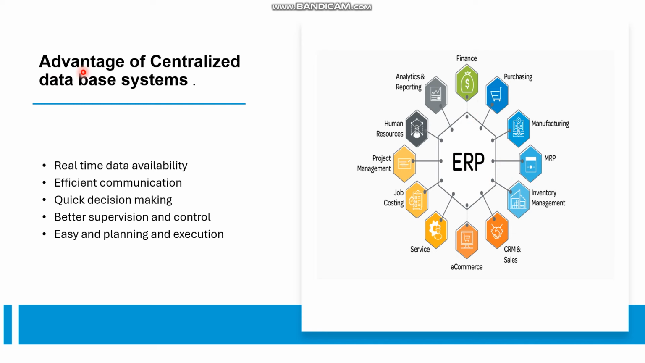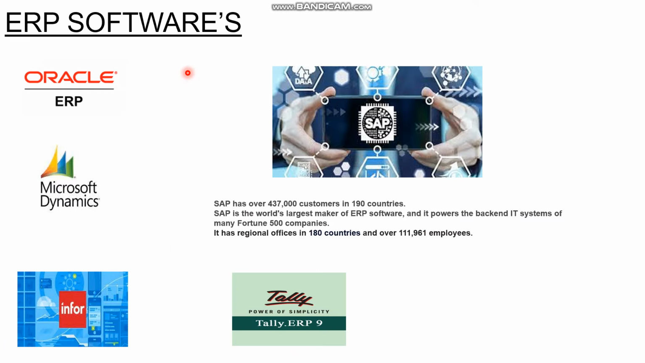We can see that the advantages of centralized database systems are real-time data availability, efficient communication, quick decision making, better supervision and control, and easy planning and execution. All these things are the various advantages of a centralized database system, which can be fulfilled with the help of the ERP system. So up to this point, we have almost understood what ERP is, why it is used, how it is used, and what advantages the ERP system provides.